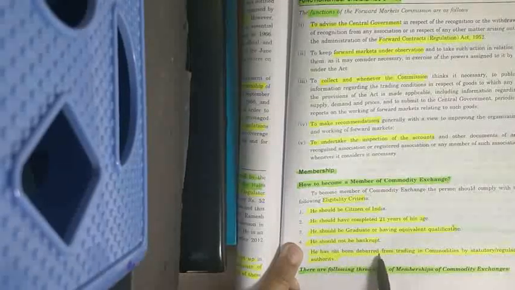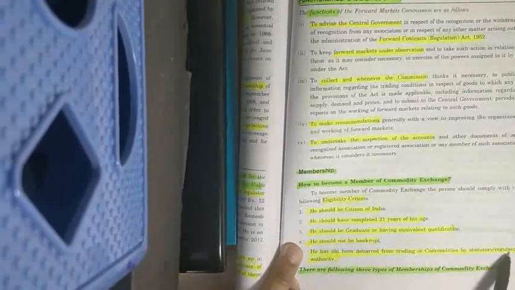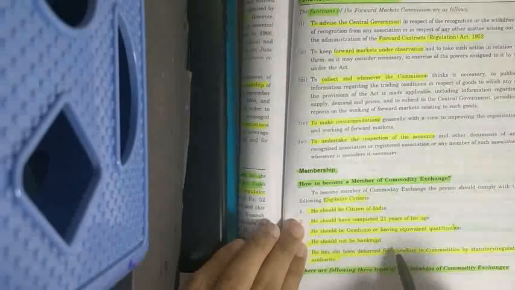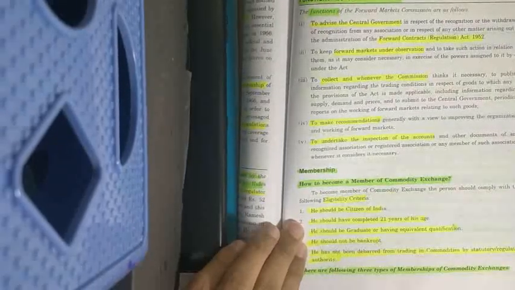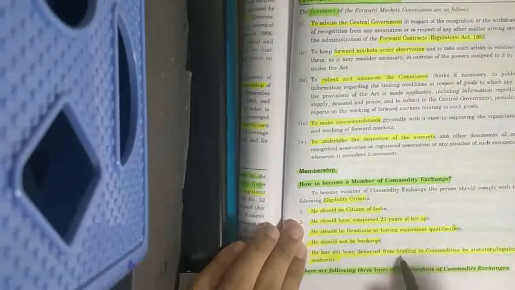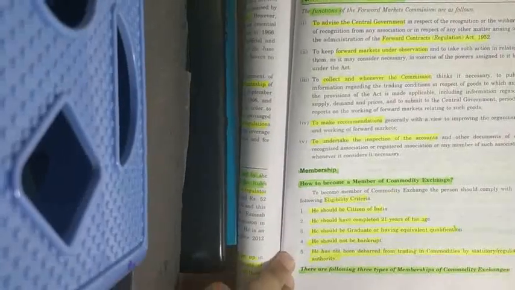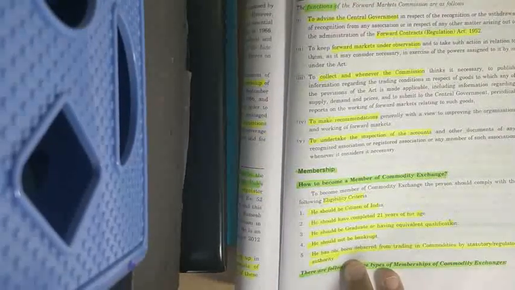He has not been debarred from trading in commodities by a statutory or regulatory authority. So you should make sure that he is not a bankrupt, and also make sure that there is no legal proceeding going on against him, and he is also not debarred from trading in commodities. He should not have committed any frauds because of which they have banned him from trading in commodities.